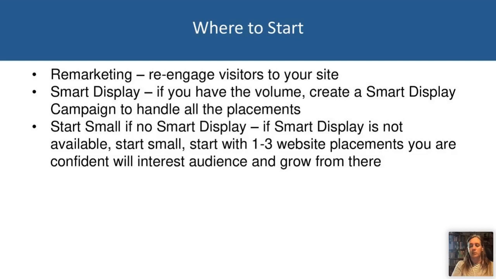Start small, a couple hundred dollars in budget perhaps, just to see how it goes. And then the other thing is, again, start small. If you have no smart display option, if you don't have enough volume for it, then I would just start with 1 to 3 website placements that you're confident will interest your audience and grow from there. So again, if you're selling onesies, you probably don't want to do a placement on CNN. That's not going to be wholly your audience, but you might go to a mommy blogger website that is talking about newborns, for instance. That might be an opportunity there.